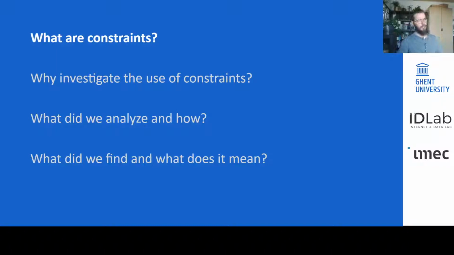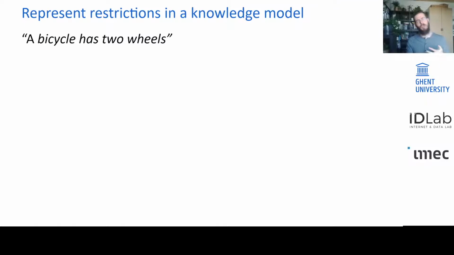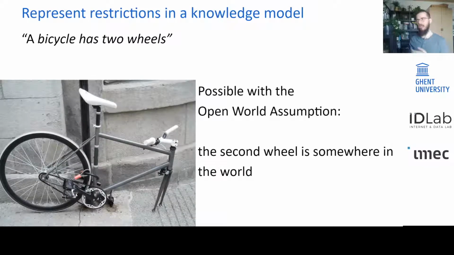So, what are constraints? When you want to represent real-world concepts in a machine-understandable knowledge model, you also have to deal with restrictions. So you might say that a bicycle has two wheels. Now, using a knowledge representation language following the open world assumption, something like shown in this image is totally valid, because you defined your world such that the bicycle has two wheels, and literally the second wheel is somewhere there in the world. But is this enough?